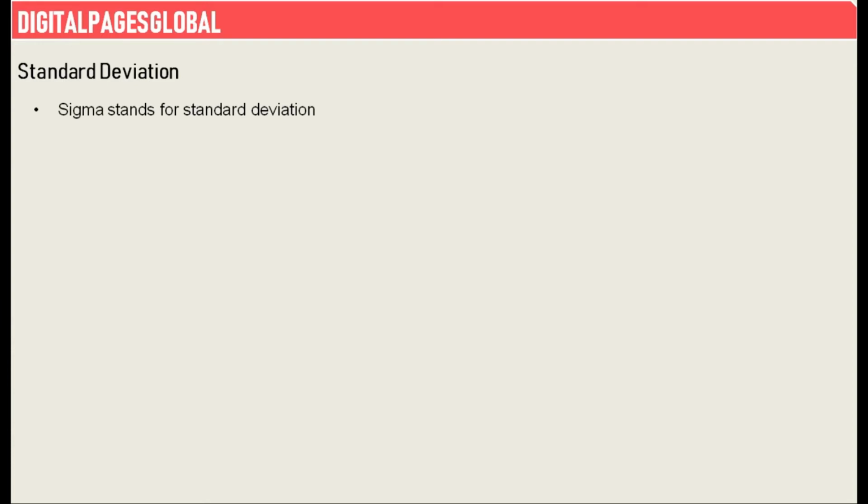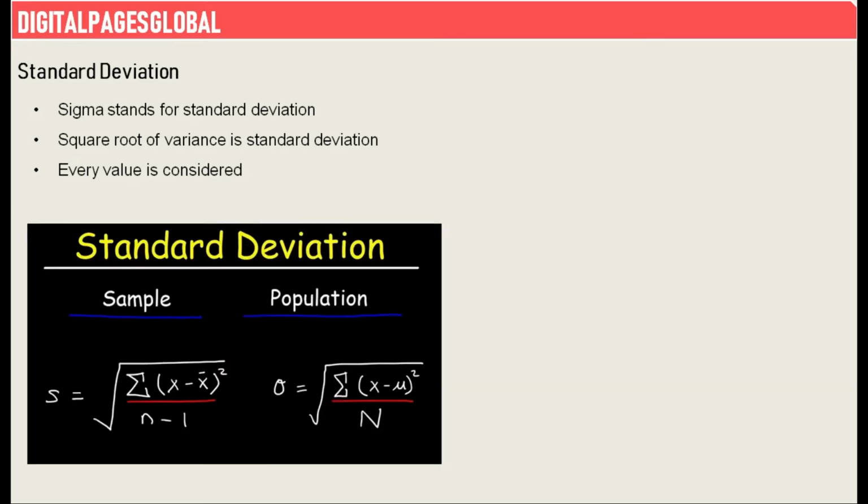What is the standard deviation? Standard deviation is represented as sigma, which is nothing but the square root of variance. Variance and standard deviation, every value is considered. The formula for standard deviation for a population is represented as sigma, which is equal to square root of sum of x minus mu square divided by capital N, and for a sample it is represented as S, which is equal to square root of sum of x minus x bar square divided by n minus 1.